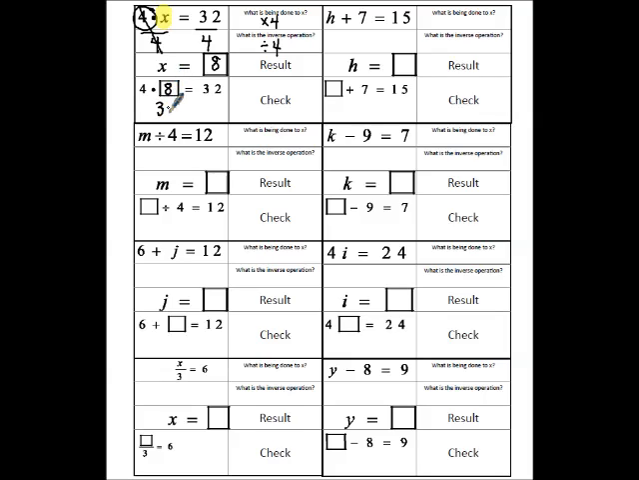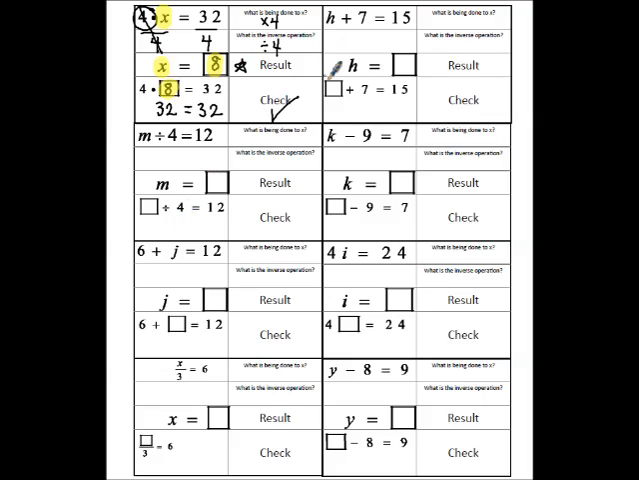So I'm going to try 8 in there, and 4 times 8 is 32, and 32 is what I wanted x to equal. So 32 is what I wanted x to equal, so I checked my problem, and that means that my result is correct.